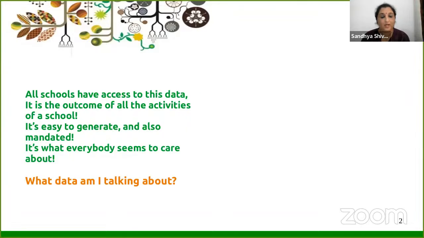But before we do that, I'd like all of us to think of this. What data am I talking about? All schools have access to this data. It is the outcome of all the activities of a school. It's easy to generate and also it's mandated. It's what everybody seems to care about. So what data am I talking about? Some data that is available to each of us in every school. Please do put up your responses on chat, so that I'll be able to see it.